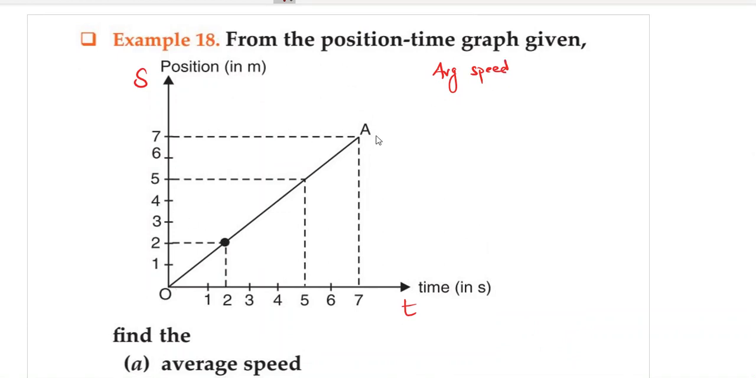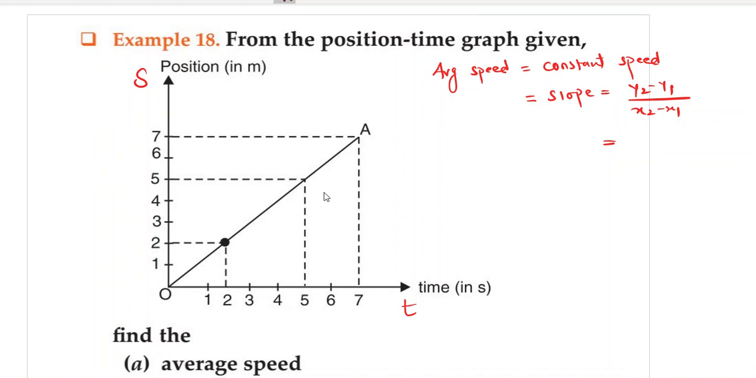Actually, the body is moving with constant speed. So average speed is equal to constant speed. In this case, actually, we don't have to find total distance upon total time. If you want, that also is possible, no problem. Okay, so let's find it out. That is slope, that is y2 minus y1 upon x2 minus x1.